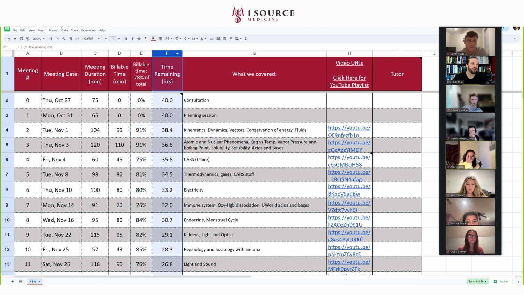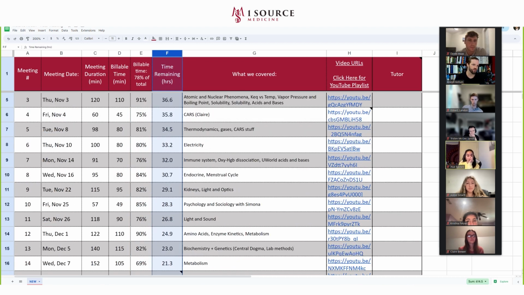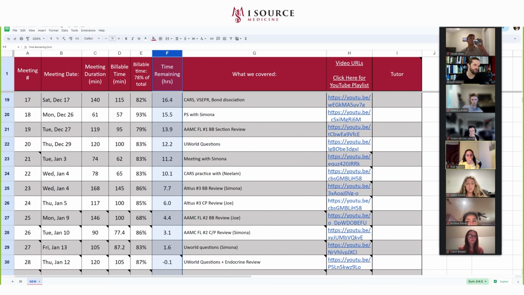And then this column here just shows you the total number of hours that you purchased. And you can see that it counts down over the course of time from the billable hours column so that you can always know how much time you have left, whether you need to buy more hours, and I can talk about that in a second, or whether you're going to have some left over that you can then roll over to admissions advising credit, just for the sake of your information.